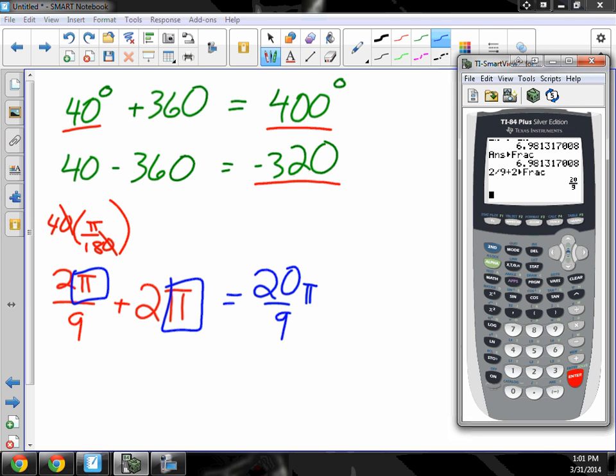Now, just to show you, 400 divided by 180 is 20/9. So you could always take an angle, convert it to degrees, add 360, and then convert back to radians. That's kind of a pain, right? Okay, so let's minus 2 pi. So I want you guys to do this one. What is a negative coterminal angle for 2 pi over 9?